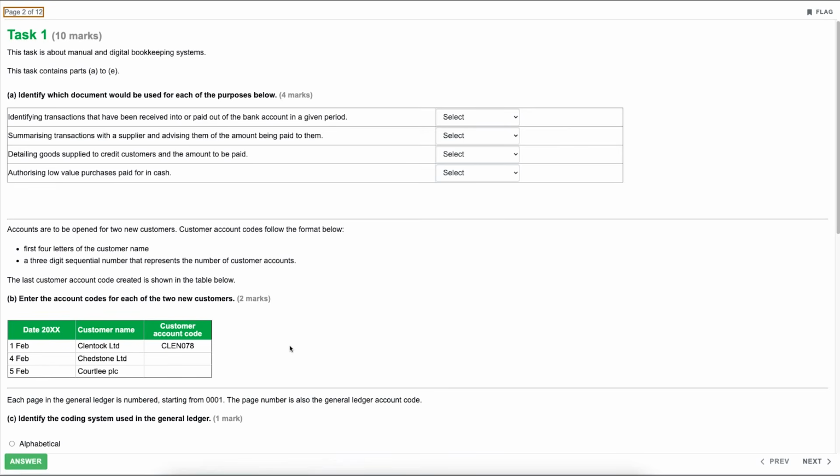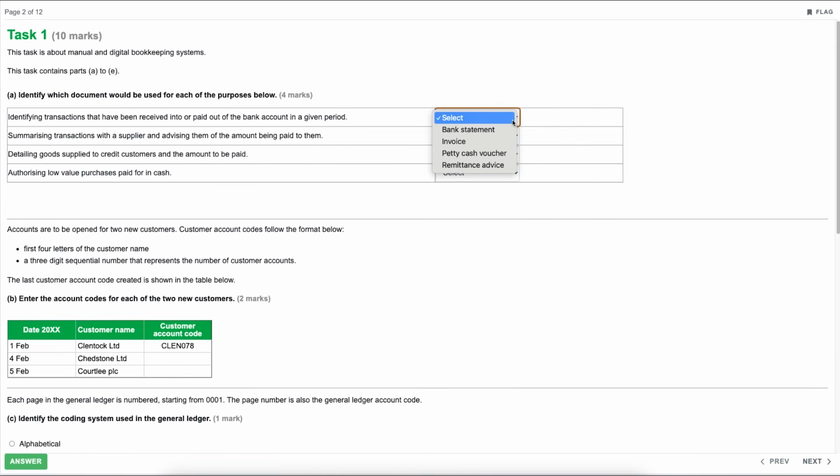So task 1 is worth 10 marks and is about manual and digital bookkeeping systems. This task contains parts A through to E. Part A, identify which document would be used for each of the purposes below for 4 marks, so 1 mark for each. Identifying transactions that have been received into or paid out of the bank account in a given period. And then we've got some options, so it's either the bank statement, an invoice, petty cash voucher, or remittance advice.